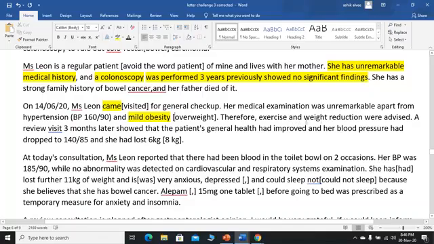Therefore, exercise and weight reduction were advised. A review visit 3 months later showed the patient's general health had improved and her blood pressure had dropped to 140/85, and she had lost 8 kg. She lost 8 kg, not 6 kg. So there is another mistake. These are very costly mistakes.